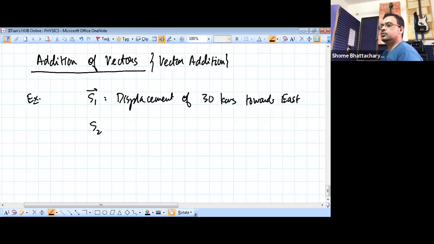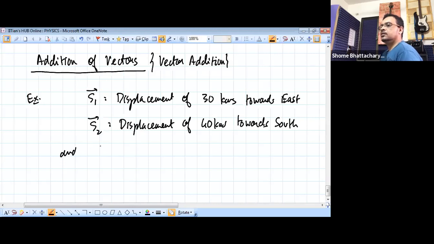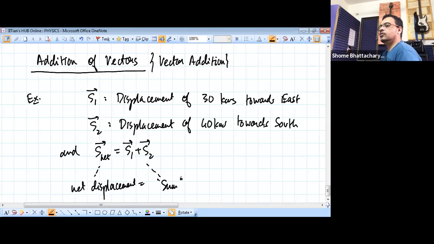Okay. And S2 is a displacement of 40 kilometers towards south. Okay. And we define the net displacement as the sum of S1 and S2. So this is now the net displacement, which equals the sum of the displacements S1 and S2. So you want to find out the magnitude of this net displacement, how much this should be.